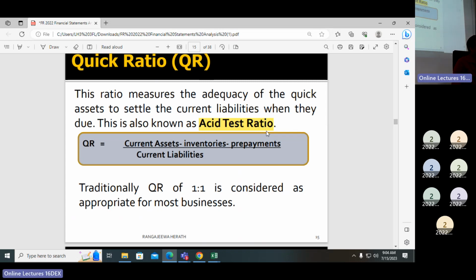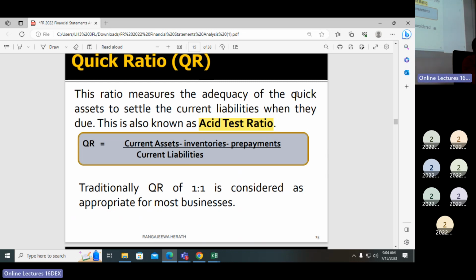Current ratio වෙනුවට අපි පාවිච්චි කරන quick ratio. From the current asset we remove inventory and prepaid. Then you are basically having receivables, cash and bank balances. So those assets we call quick asset.